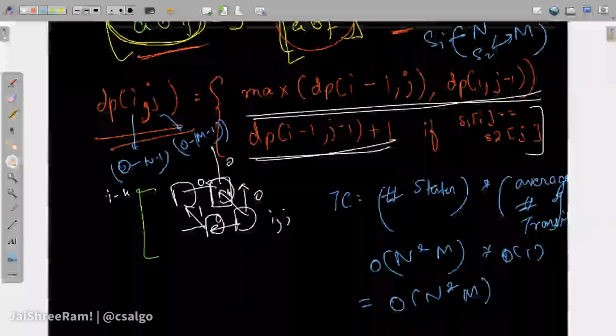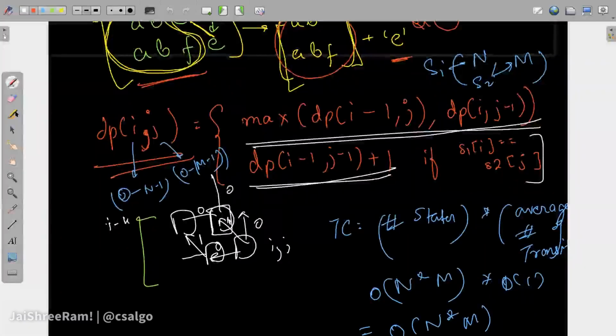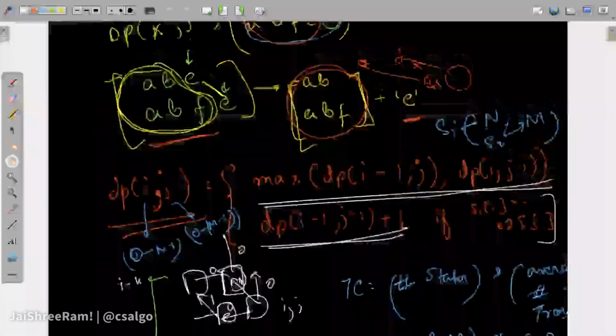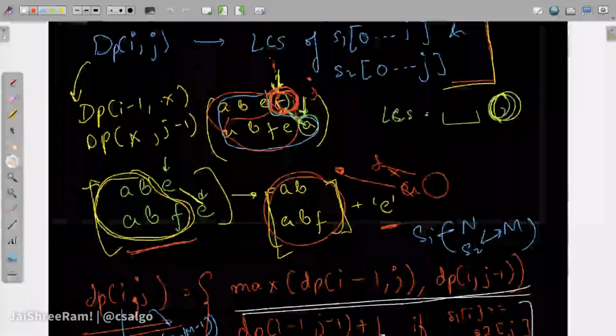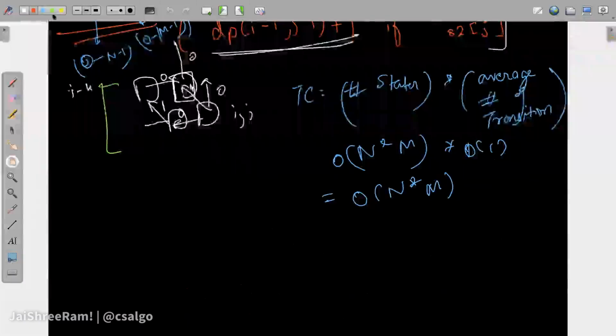Okay, so now let's talk about the next problem then. How to find the LCS string. Okay, let's talk about that as well if you want to. Let me give you an idea then how to find the answer.